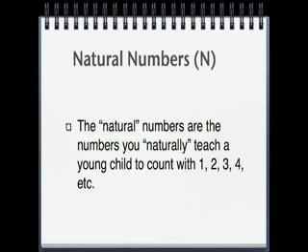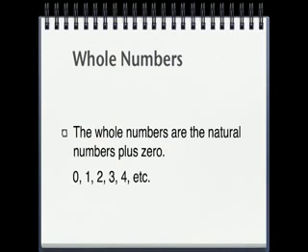The natural numbers are the numbers that you would naturally teach a young child to count with: 1, 2, 3, 4, and so on. The whole numbers are the natural numbers with the addition of 0. So 0, 1, 2, 3, 4, and so on.